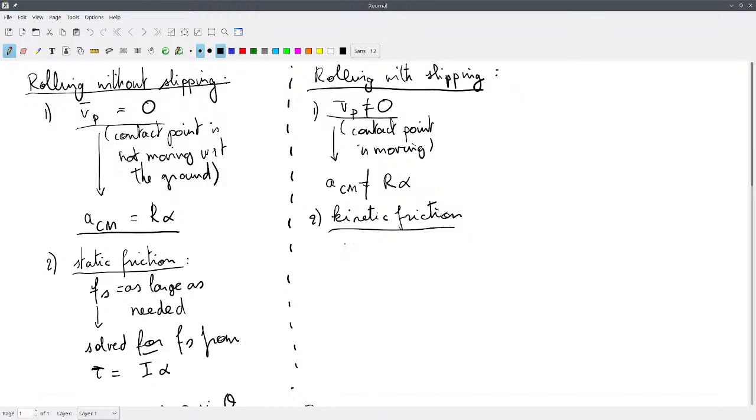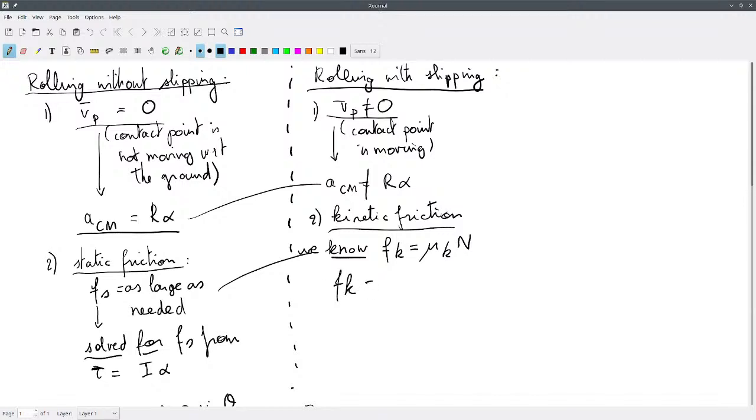Here we know Fk is going to be equal to mu k times the normal force. So we know that this is true. We don't need to solve for the force of friction. So while we lose one equation that we could use to solve this problem with, we gain another one. We gain the fact that we know that the force of kinetic friction has to have a certain value.